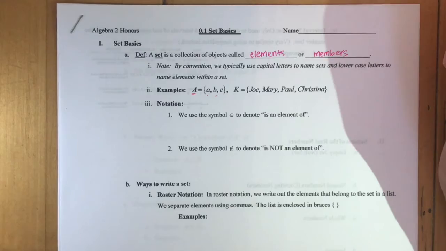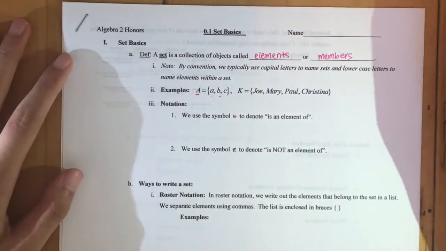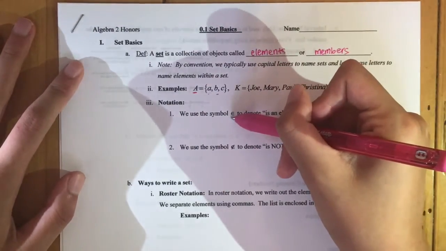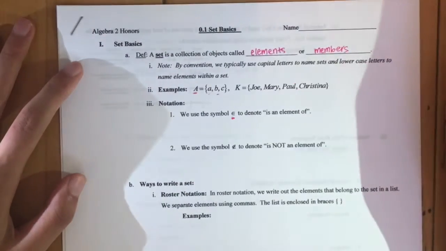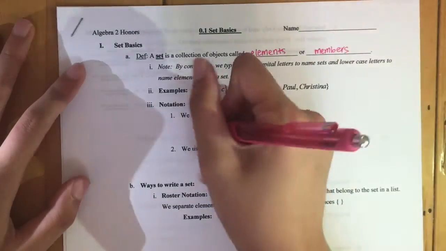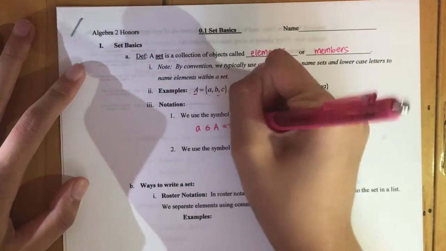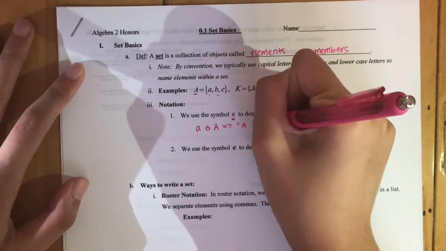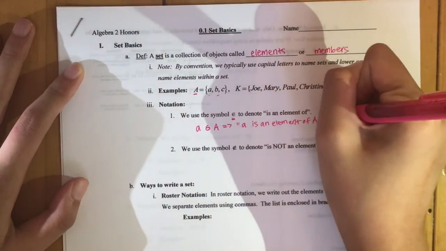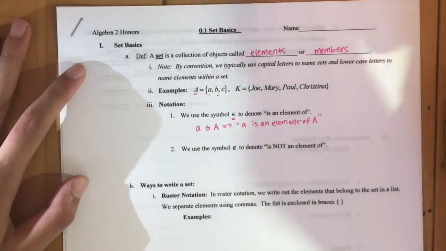So another set would be set K, which includes these four different names as the elements. Typically we use this symbol to denote is an element of. So for example, we would say a is an element of capital A. Okay, so that's what this symbol means. It just means is an element of.